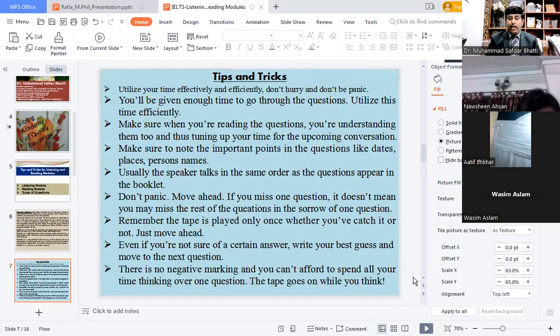Don't panic, move ahead if you miss one question. It doesn't mean you may miss the rest of the questions in the sorrow of one question. Remember that the tape is played only once, whether you have caught it or not. Just move ahead. Even if you are not sure of a certain answer, write your best guess and move to the next question. There is no negative marking, and you can't afford to spend all your time thinking over one question. The tape goes on while you think.